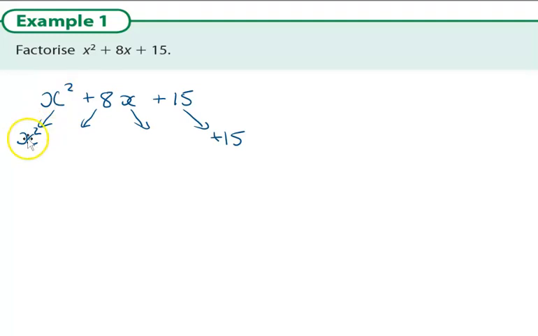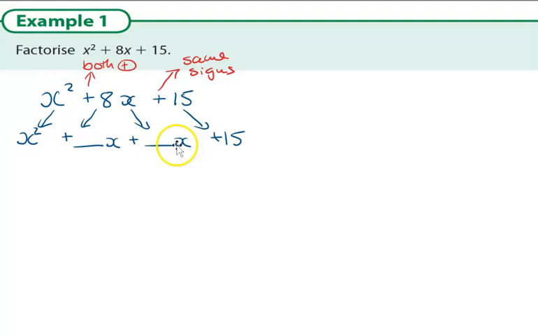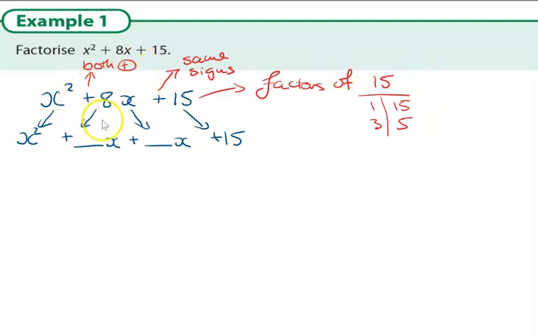So I bring down the x squared, I bring down the plus 15, and the 8x breaks down into 2 parts. This plus tells me that these signs will be the same, and this plus tells me that they're both plus. So I'm going to have plus something x plus something x. I get the factors of 15, and I'm going to choose one of the factor pairs that gives me 8x. So I'm going to go with 3 and 5. So 3x plus 5x is 8x.